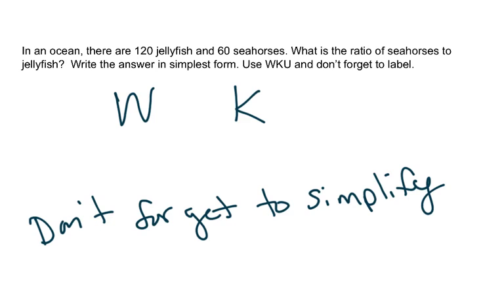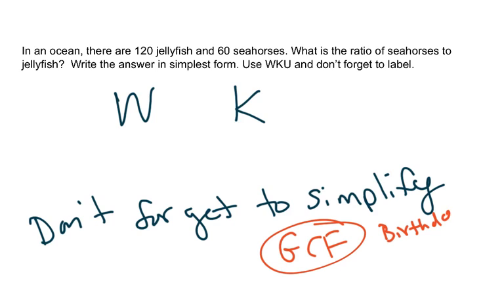Here we have, in an ocean, there are 120 jellyfish and 60 seahorses. What is the ratio of seahorses to jellyfish? Write your answer in simplest form. So I have this set up for you. You would have to do words, what you know, and then don't forget to simplify it. So you would maybe need to find what? GCF, greatest common factor, would help you simplify. Or you would have to list factors. Okay?